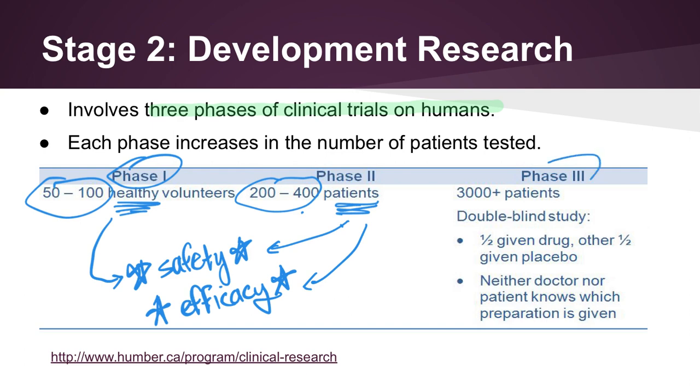If we get past that, we move on to stage 3. This is a very large study, over 3,000 patients, and it's a double-blind study. What that means is that half of the population is given the drug, the other half is given a placebo, and it's double-blind because neither the doctor nor the patient knows what has been given.